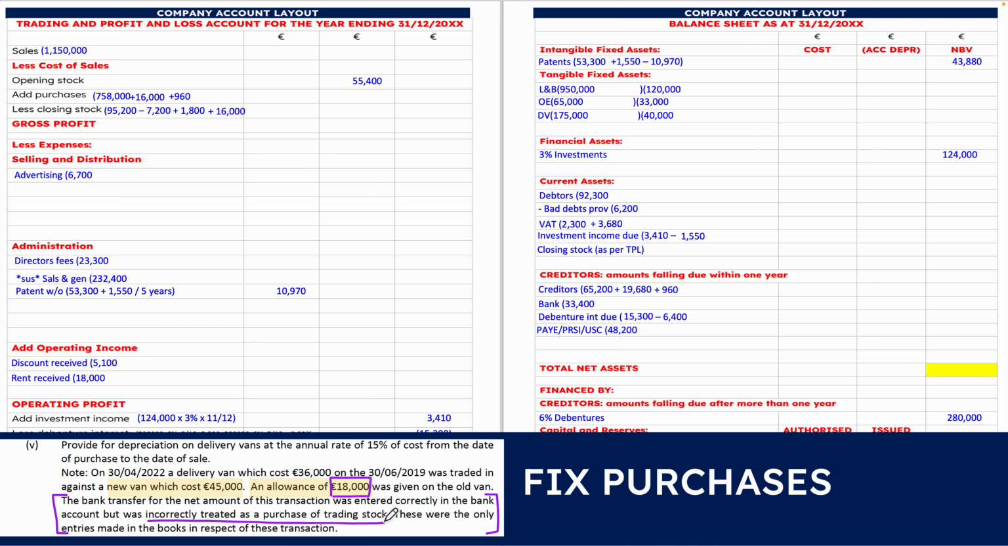A new van would be debited in the vehicles account. Purchases of trading stock is also debited. So they put it into purchases of trading stock, the same side. For us to take it out, we are going to minus the 27,000 from purchases. Okay, so that's purchases fixed.